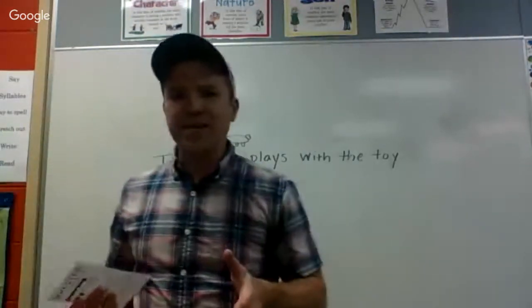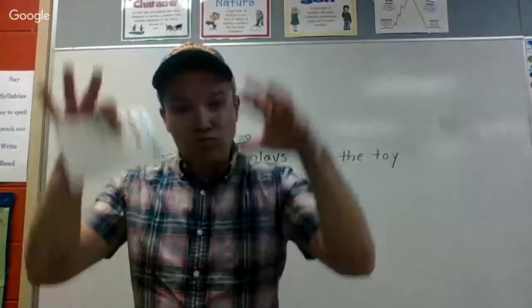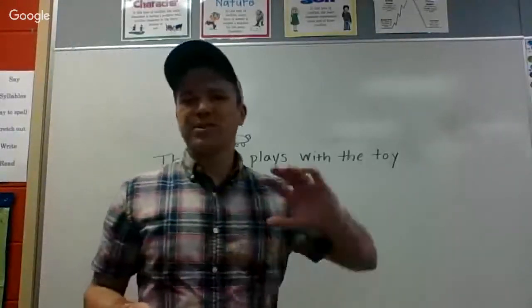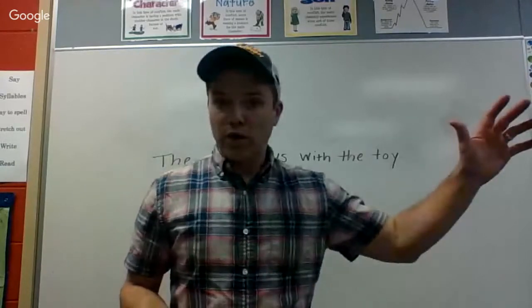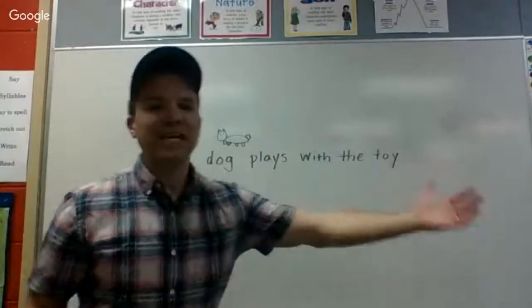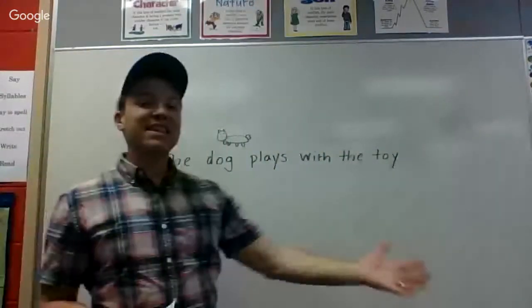Now, what this means is that the dog can be playing with it right now. The dog plays with the toy. But what happens if I want to say the dog was doing that, but they were doing it yesterday, or a week ago, or a month ago, or 1,000 years ago, or when there were pyramids? What would I do to my sentence to make it take place in the past, in the past tense?